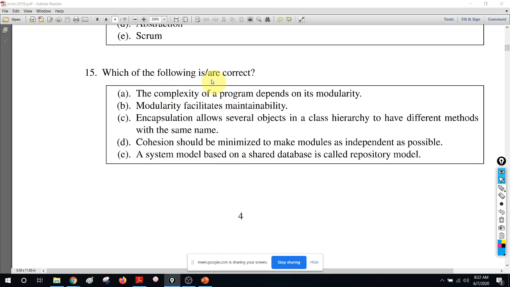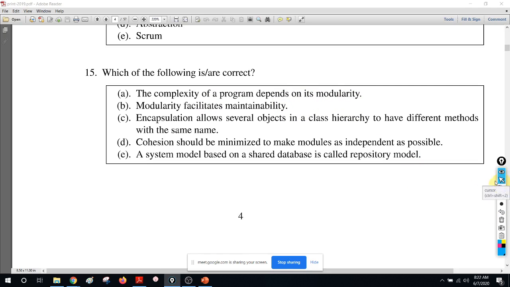15. Which of the following is correct? The complexity of a program depends on its modularity. Yes, right? If you have so many modules and they are not properly modularized, it's going to be more complex. If we have fewer modules and less dependency, that is cohesion and coupling. So yes, complexity depends on the coupling, and the program depends on its modularity.